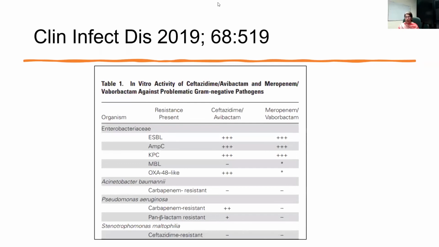And this is a table to show the comparative activity of ceftazidime-avibactam and meropenem-vaborbactam against the various bacteria. And you can see that both of these are effective against Enterobacteriaceae, but not against metallo-beta-lactamases. So in our part of the world, mostly it is metallo-beta-lactamases. So probably even getting these new antibiotics will not be of much help for us. And then these beta-lactam beta-lactamase inhibitor combinations are not effective against Acinetobacter or Pseudomonas aeruginosa.